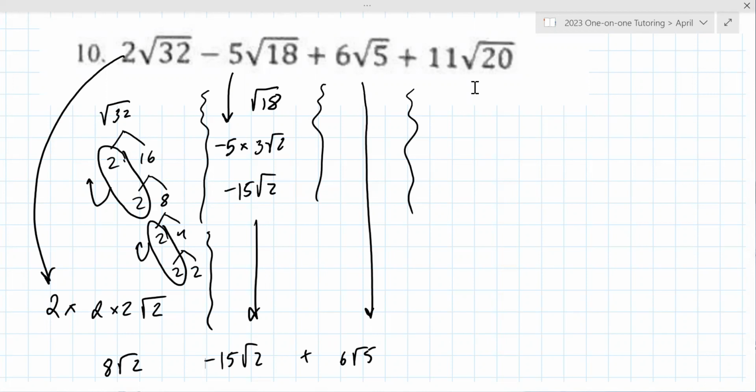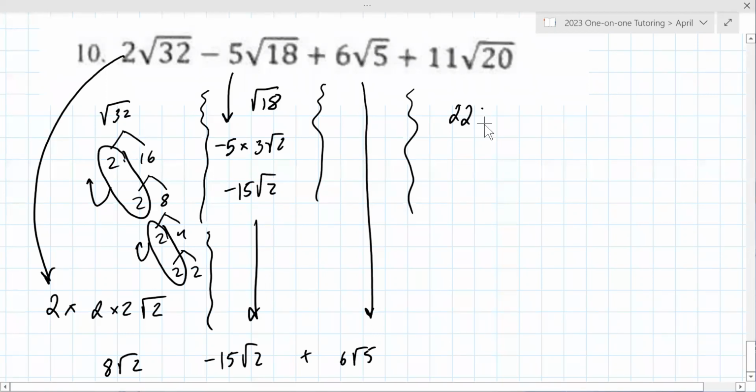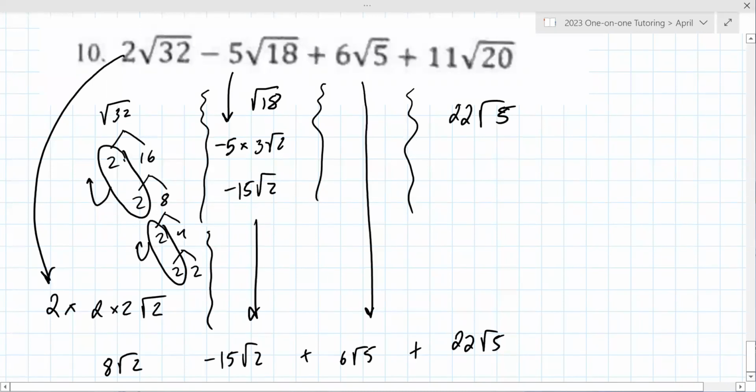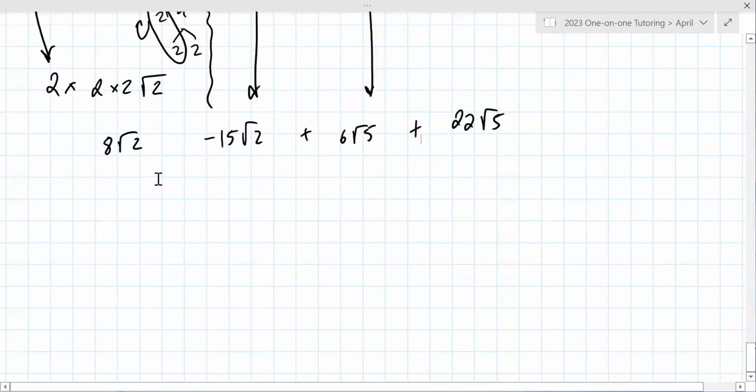It'll be the final one, 22 square root of 5. Yes. Okay. So, would you just not break down the 6 square root of 5 because 5 can't be broken down? Said perfectly. Yes. Okay.